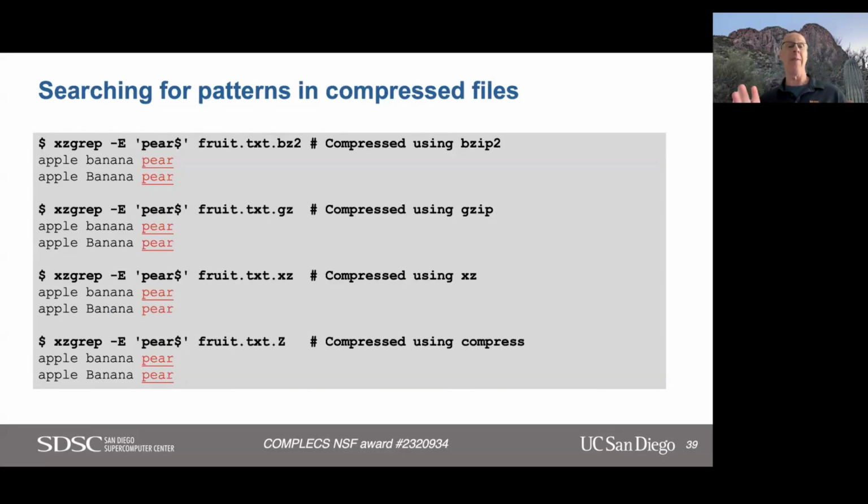So just to show you that you can search for patterns in compressed files, this is something that I discovered relatively late in my career. I would take a file that was compressed, say using bz2 or gzip, and I would uncompress it, and then I would use grep. But you could use xzgrep directly to do a regular expression search of these files. And the beautiful thing is, you could just use a single command for all of the different compression schemes. So xzgrep will recognize from the file extension .bz2, .gz, and so on, what kind of file you're working with.